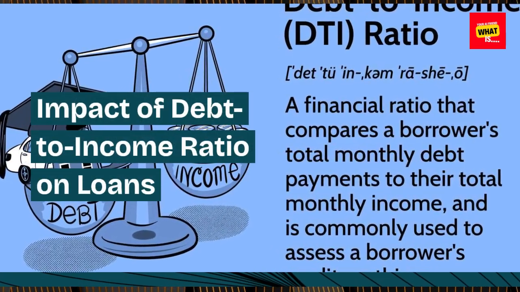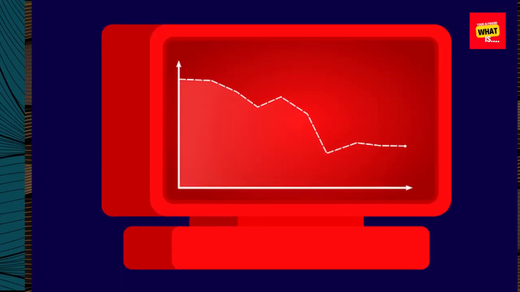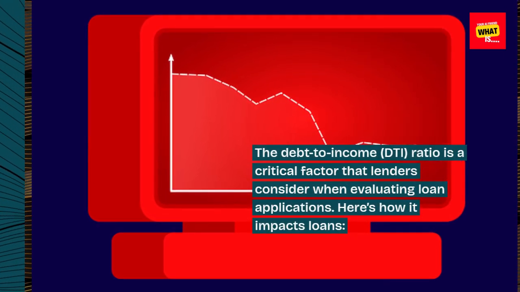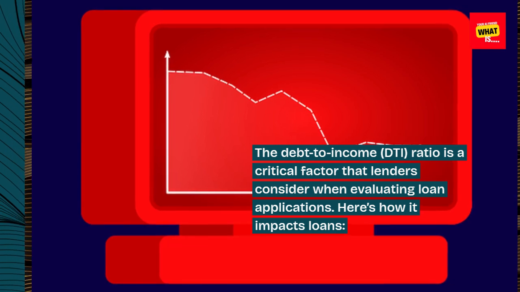Impact of debt-to-income ratio on loans. The debt-to-income (DTI) ratio is a critical factor that lenders consider when evaluating loan applications. Here's how it impacts loans.